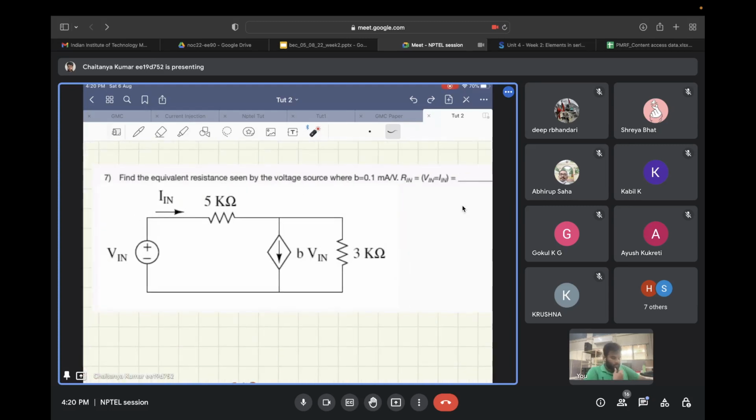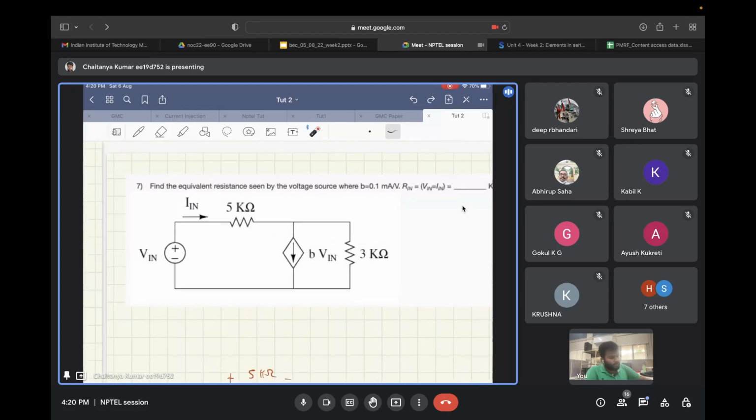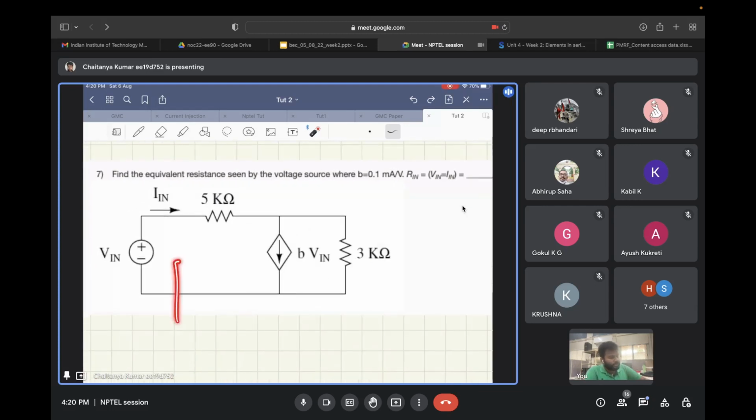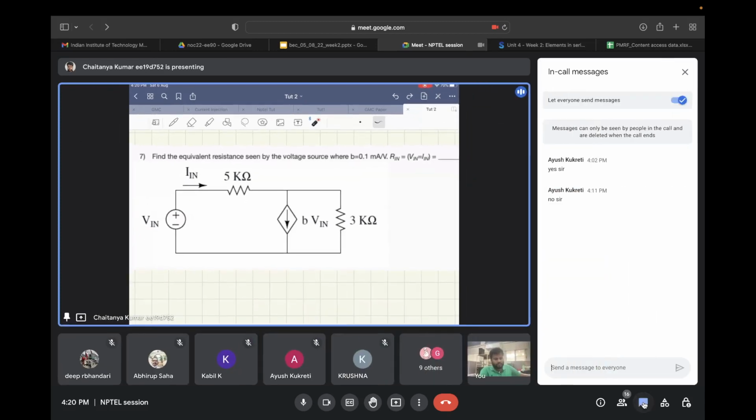Okay, now again, you have to find the equivalent resistance looking in by this voltage source V in. Please try it out. I will give you some time and then we will solve the question. And if you are done, you can paste the answers in the chat box.